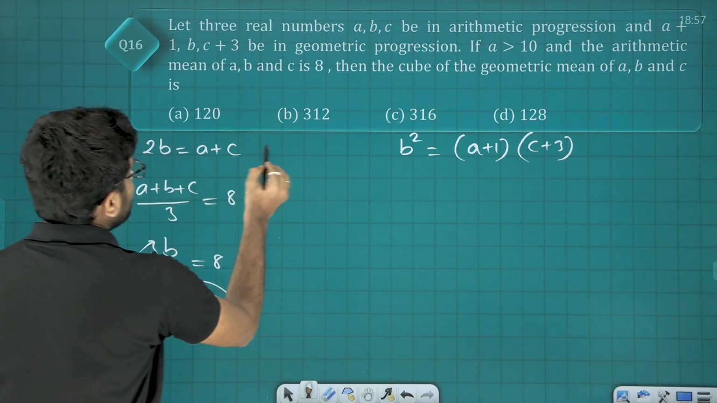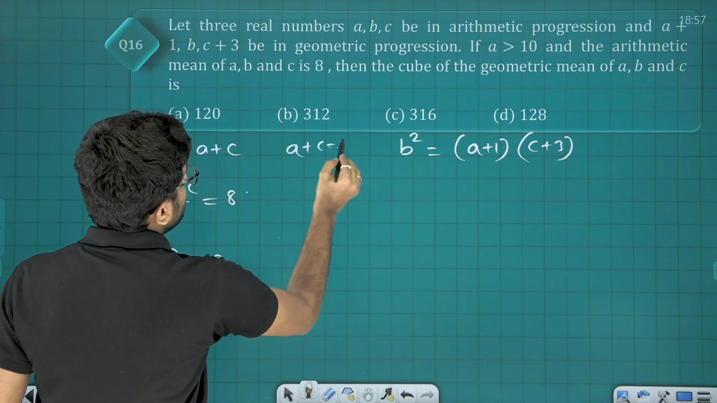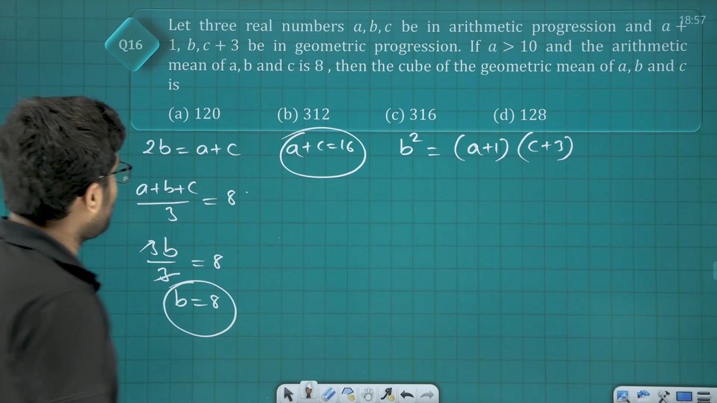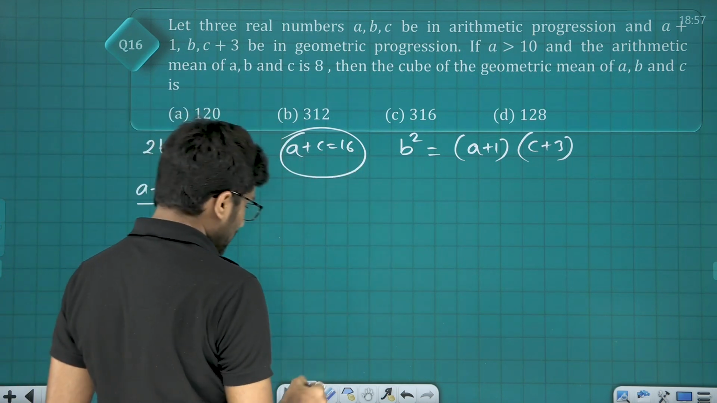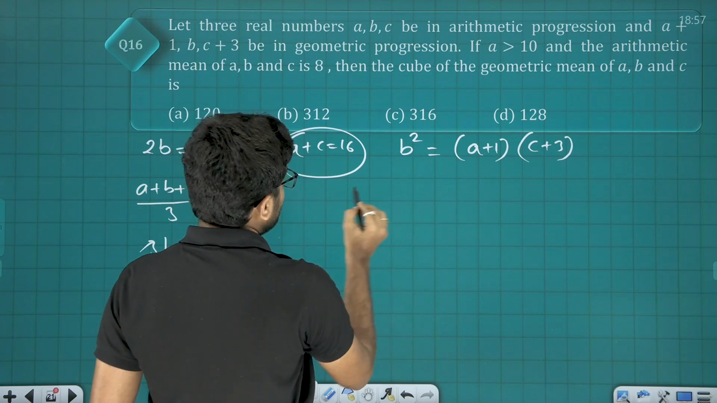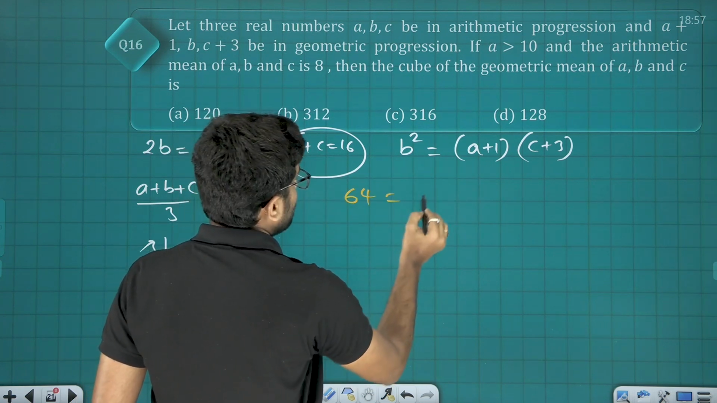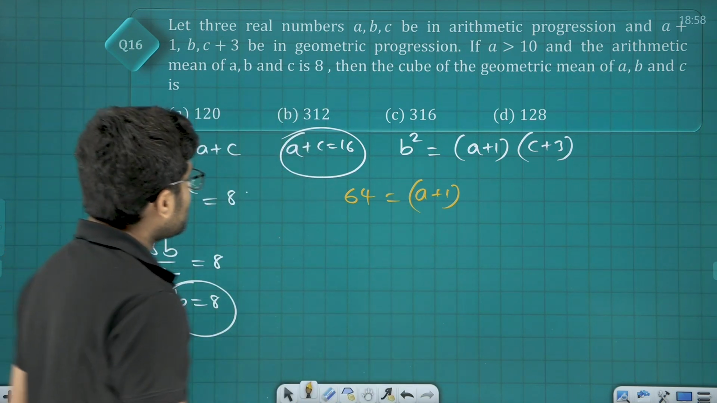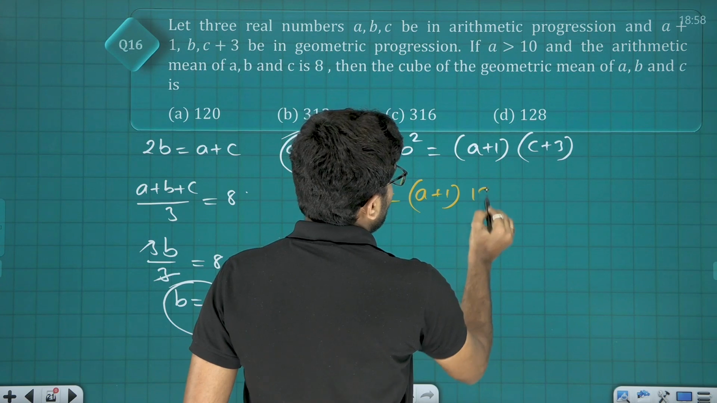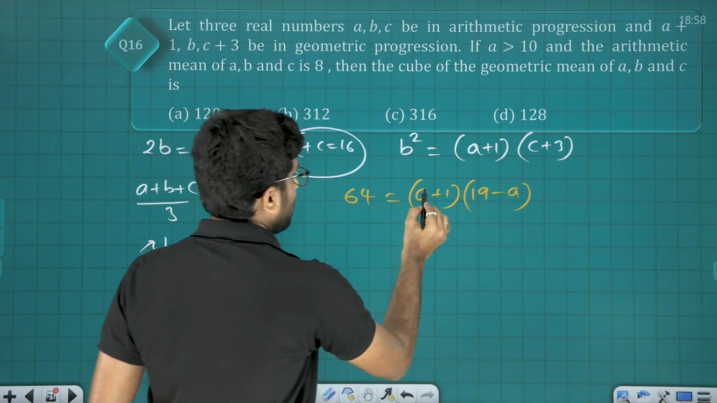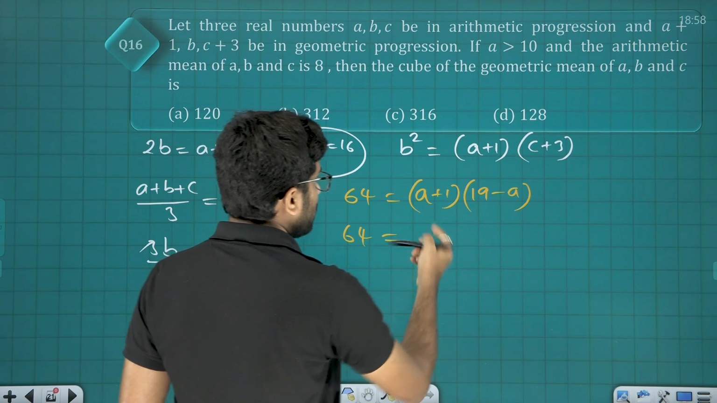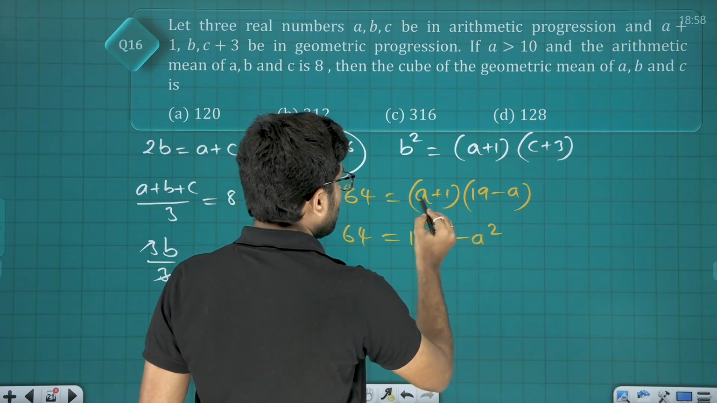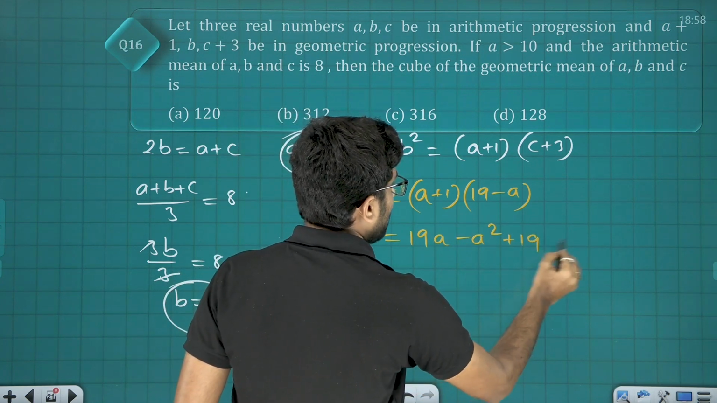Now if B is 8, A plus C is equal to 16. Now let's substitute that here. B square is nothing but 64, equal to (A plus 1) into (C plus 3). What is C? C is 16 minus A, so C plus 3 is 19 minus A. So finally 64 is equal to 19A minus A square plus 19 minus A.